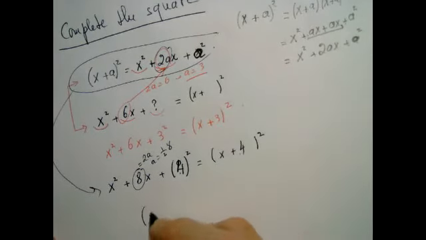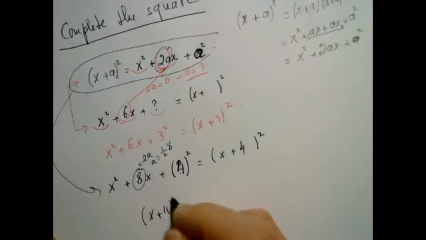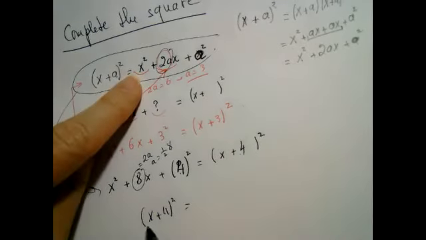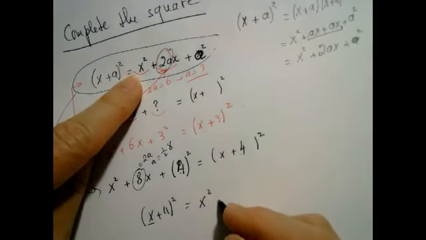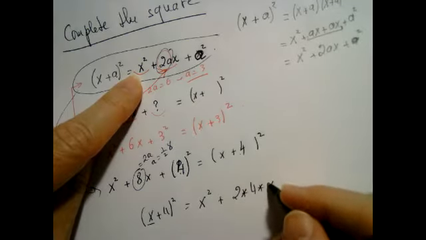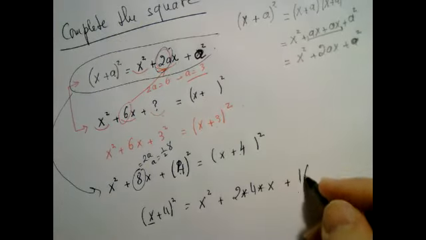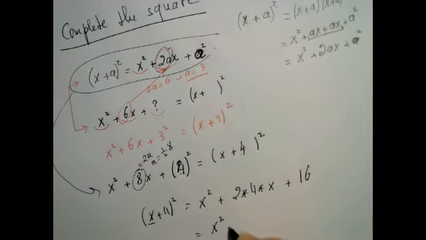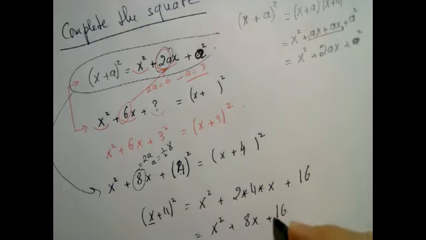And let us check it. If I take (x plus 4) to the power 2, according to the formula, I should get x squared plus 2 times 4 times x plus 16. So it's going to give me x squared plus 8x plus 16, which is the 4 squared.